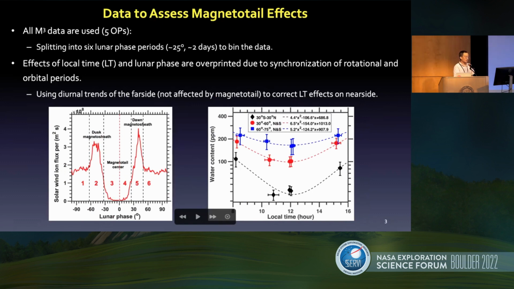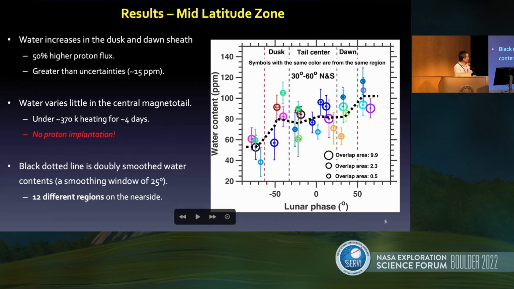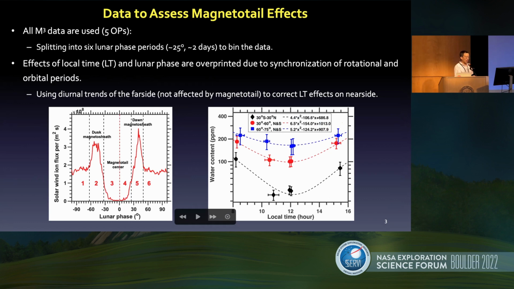Because of the synchronization of the rotational and orbital period of the moon, the effects of local time and the lunar phase overprint on each other. So we have to correct the local time to see the lunar phase effects. What we did is we used the trend on the lunar far side that's not affected by the magnetotail. We use the downward trend on the lunar far side to correct the lunar near side data. And I want to point out that if there are no magnetotail effects, we will see a flat line after the correction.